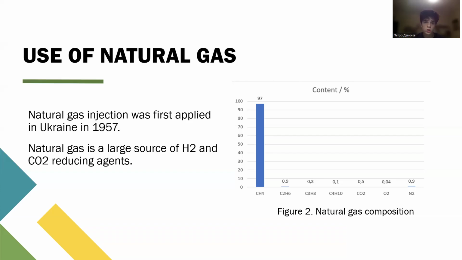However, combustion of natural gas produces water and CO2, which lowers the temperature of the reducing gases and can destabilize the process. There is a technological limitation of natural gas injection at 215 to 230 cubic meters per ton of pig iron.